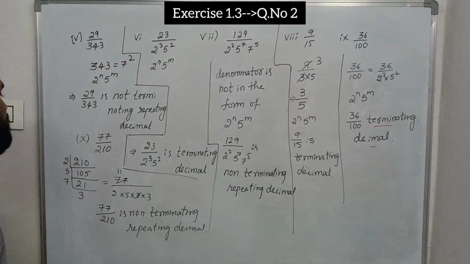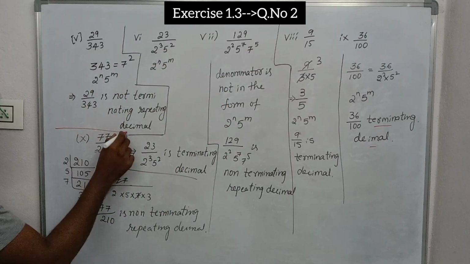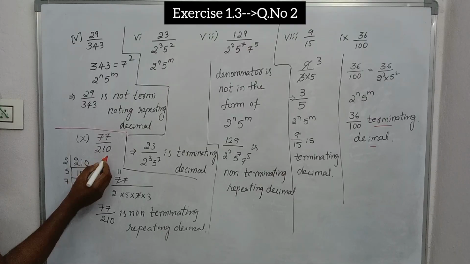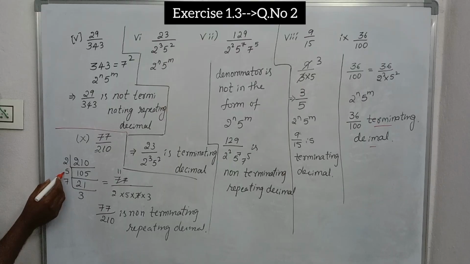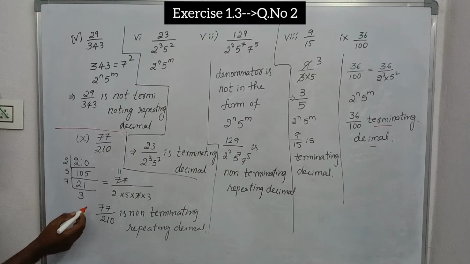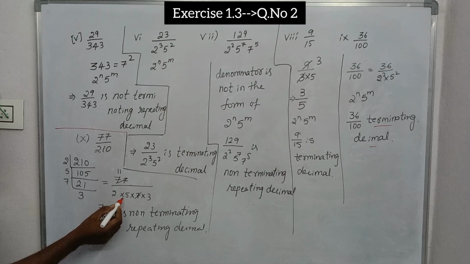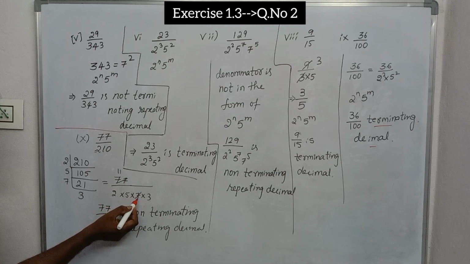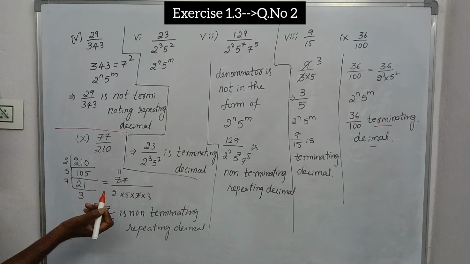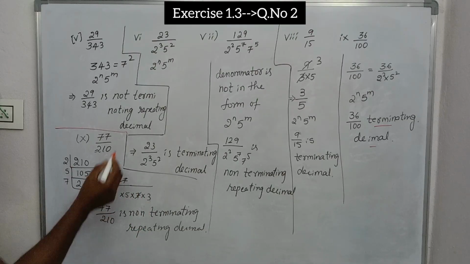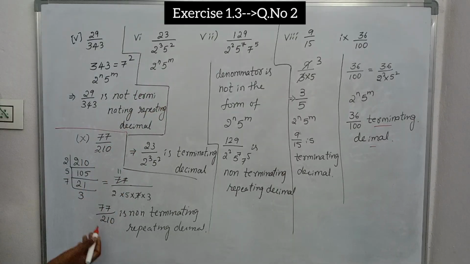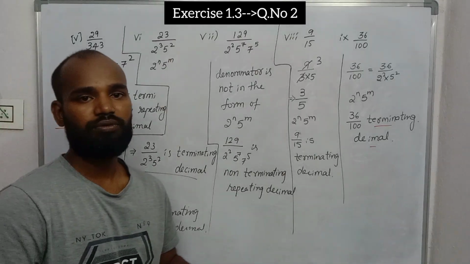Next one, see the 10th question. The 10th question is 77 upon 210. Let us find the factors of 210. 2 into 105, then 5 into 21, and 7 into 3. So we can write it as 2 into 5 into 7 into 3. Then we can cancel 7 one time, and 77 gives 11. But again we have a 3 in the denominator. So there is no 2 power n into 5 power m form. So 77 by 210 is a non-terminating repeating decimal. That's all about the fifth bit. We will see in the next bit.